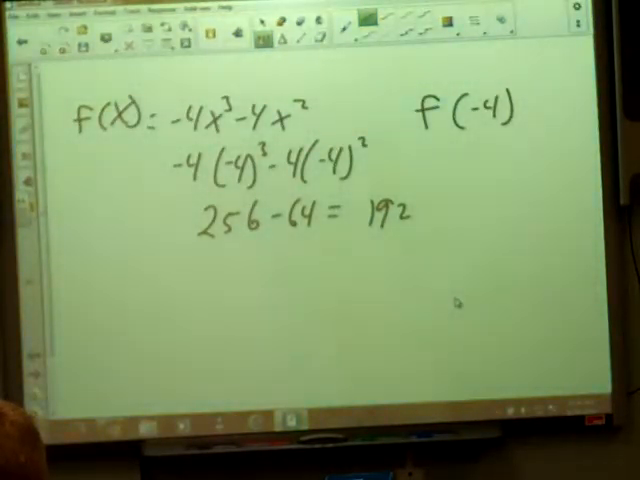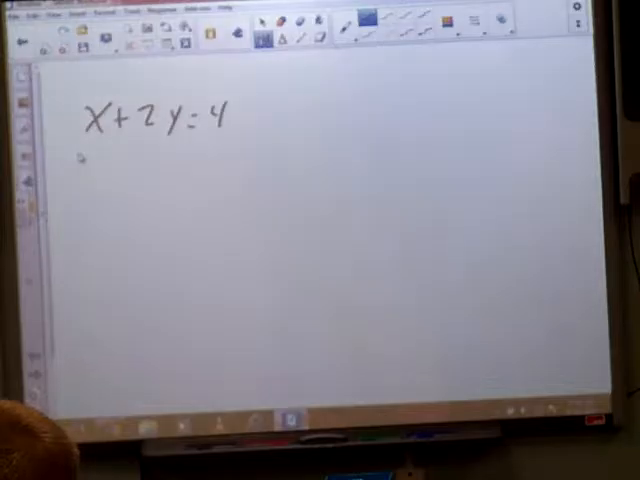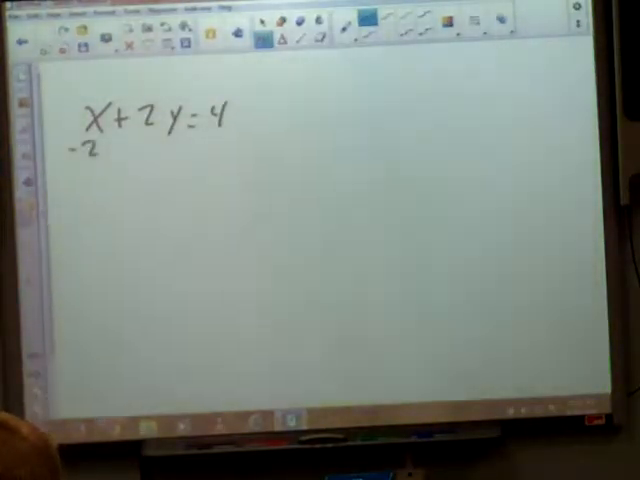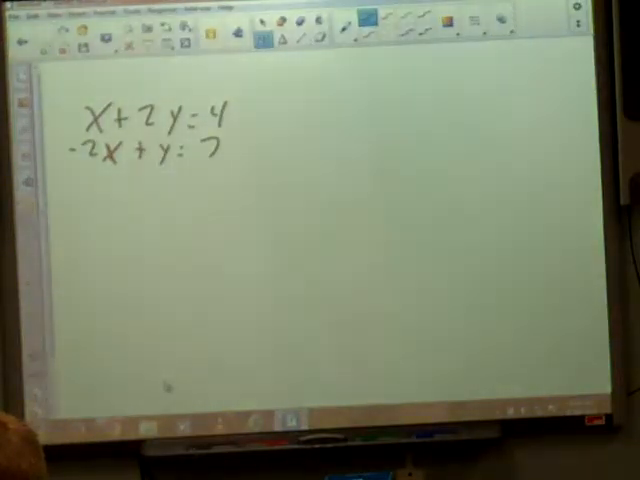All right, number 19 says, which of the following is the solution for the system of equations x plus 2y equals 4 and negative 2x plus y equals 7? Okay, notice how I wrote those? That should bring a memory back to you. I stacked them on top of each other.